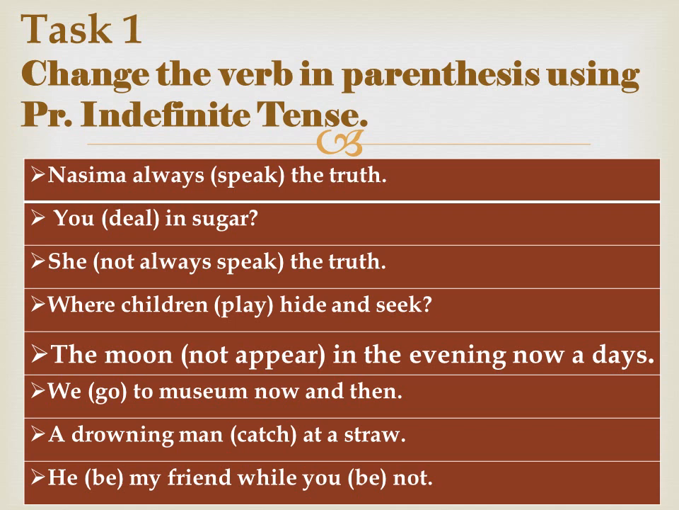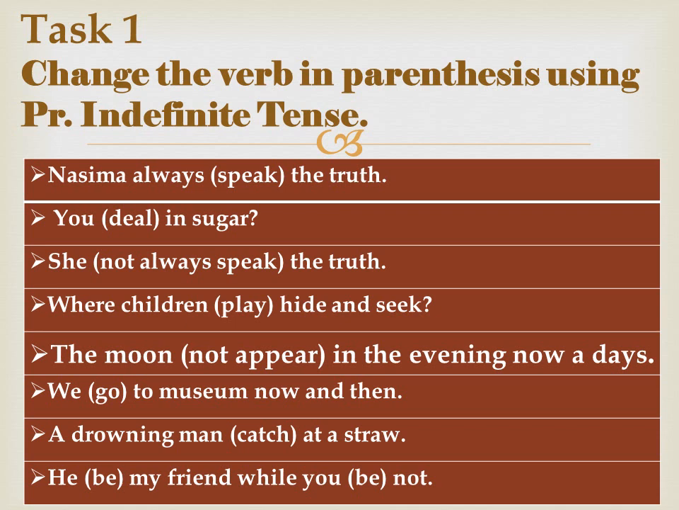Here the verb speak has been given in bracket, so I know that Nasima is a singular subject, that is why I'll have to add s with the verb. So the sentence will become Nasima always speaks the truth.